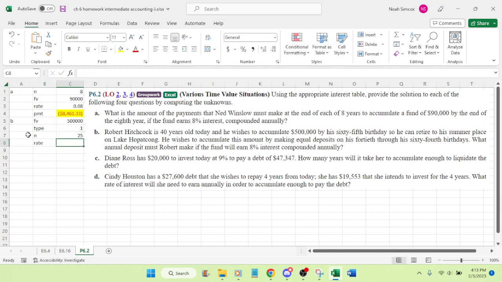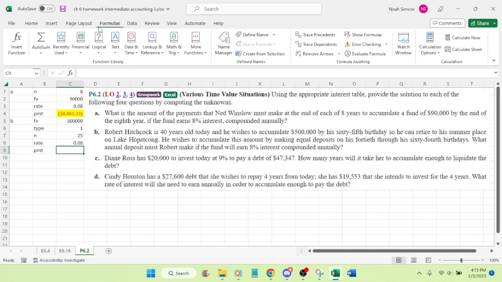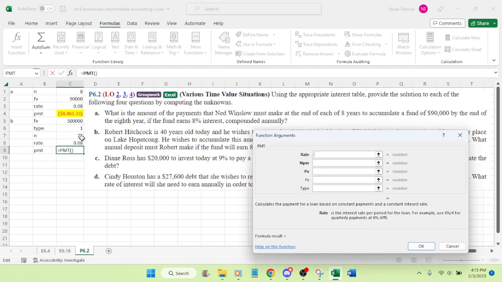Rate of 0.08. So we want to find the payment. So, Stoppy. Rate, number of periods, 25. Future value is this. So type is 1.